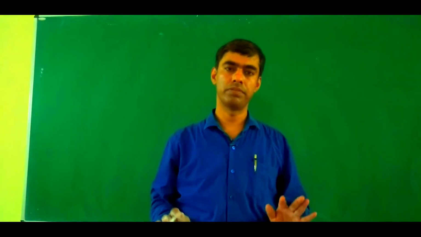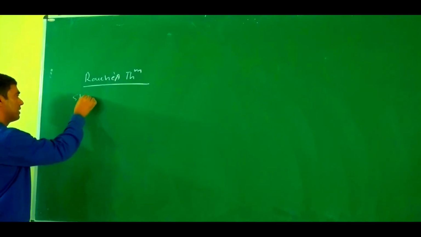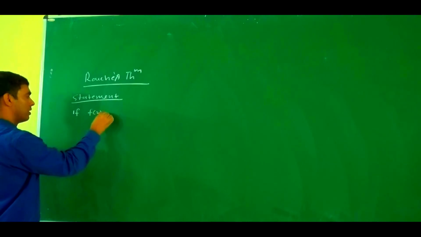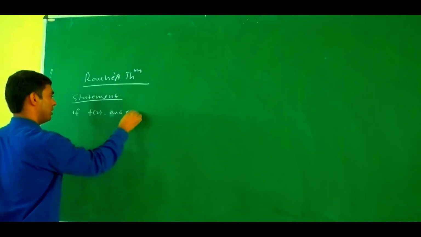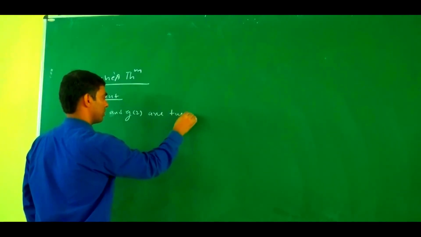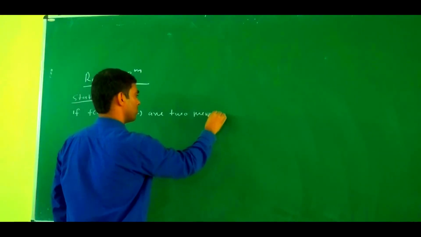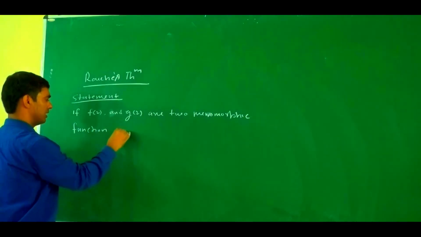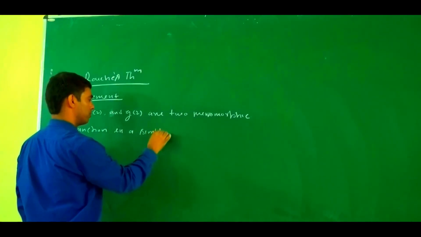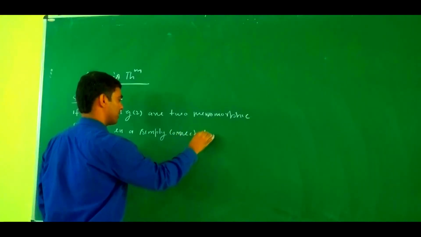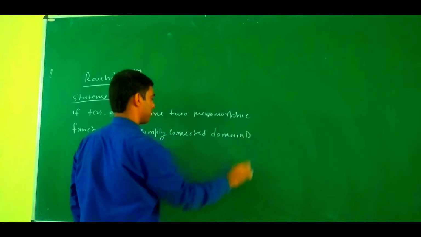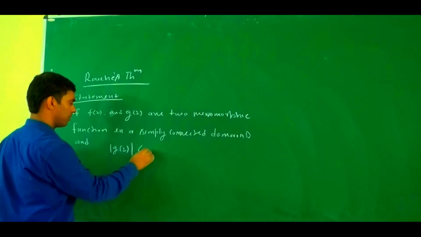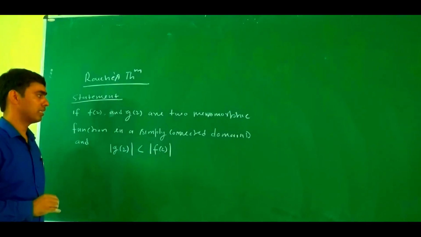Okay, now we discuss the Rouche theorem. What is the statement? First we write the statement. If f z and g z are two meromorphic functions in a simply connected domain D, and mod of g z is less than mod of f z.